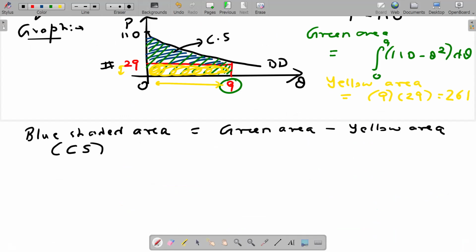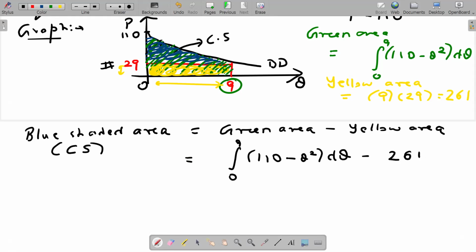The green area, which is this whole green area, I'm shading it again. This whole green area, which is the area below the demand curve from 0 to 9, minus the yellow area, is going to give me the blue area, which is the consumer surplus I need to find out. Now, students, the green area is the integral from 0 to 9 of (110 minus q squared). The yellow area is 261, already calculated.